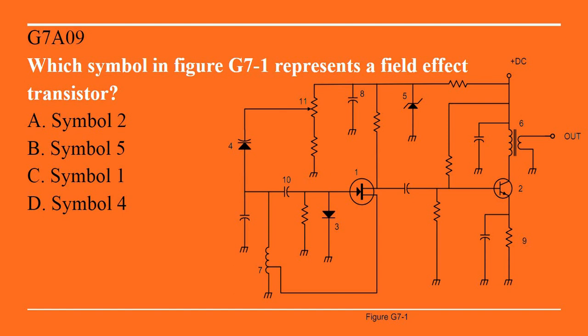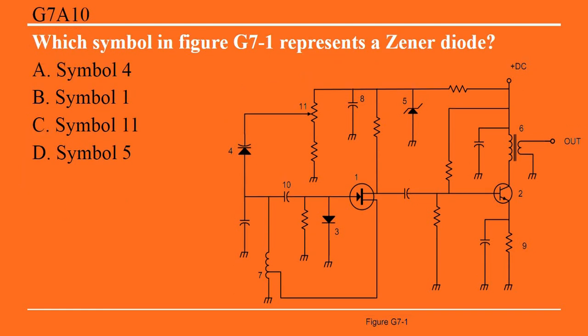G7A09, which symbol in figure G7-1 represents a field effect transistor? A, symbol 2, B, symbol 5, C, symbol 1, or D, symbol 4? Correct answer is C, symbol 1. G7A10, which symbol in figure G7-1 represents a Zener diode? A, symbol 4, B, symbol 1, C, symbol 11, or D, symbol 5? Answer here is D, symbol 5.